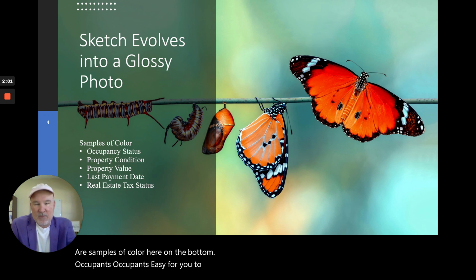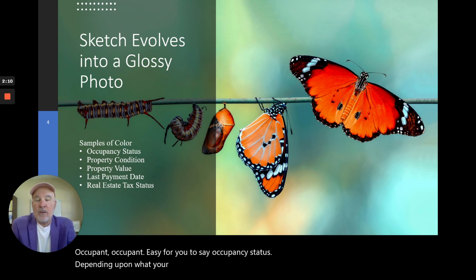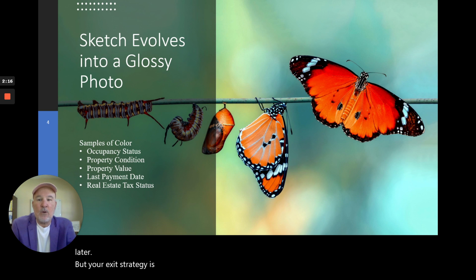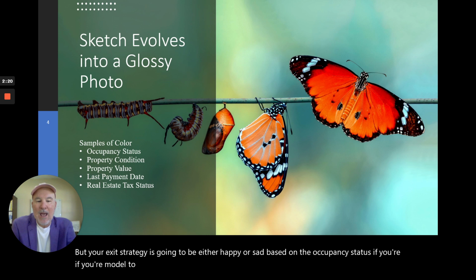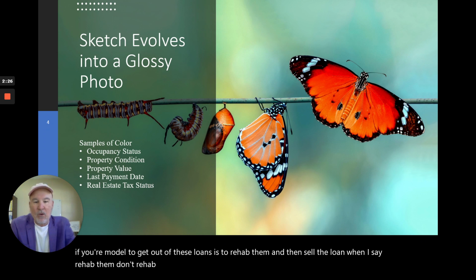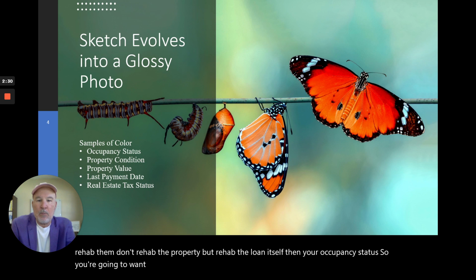Occupancy status. Depending upon what your exit strategy model is defined as, and we'll talk about that a little bit later, your exit strategy is going to be either happy or sad based on the occupancy status. If your model to get out of these loans is to rehab them and then sell the loan, when I say rehab them, don't rehab the property, but rehab the loan itself, then you're going to want the owner to be occupying that property.